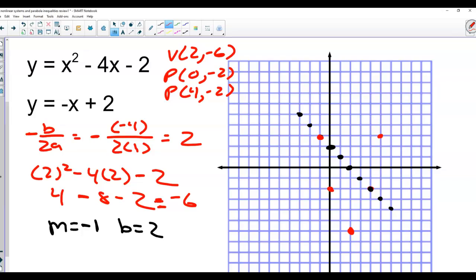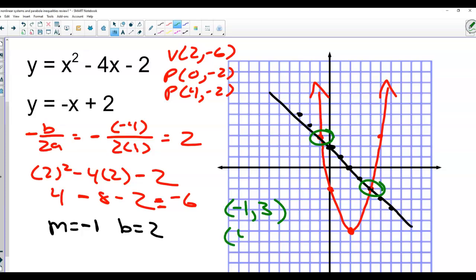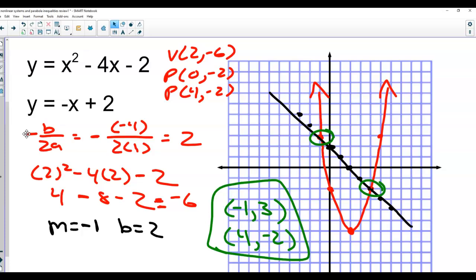By graphing the points, you should get an idea where it is, and then you try and be a little more specific. So this parabola is there. And this straight line is here. And I would argue that's a point of intersection. So my answers are going to be negative 1, 3, and 4, negative 2. And you can plug them into both equations and they should work for both of them. That's how you can verify your answer is correct.